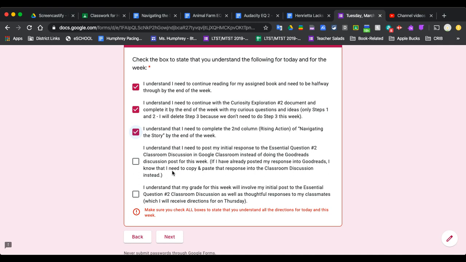But instead of doing Goodreads, we are moving the discussion online into Classroom, which means that you're going to be discussing with other people in your class that aren't necessarily reading the same book as you. And a discussion implies that you are not only commenting with an initial post, but you're also responding. I will have directions for those responses on Thursday and Friday.